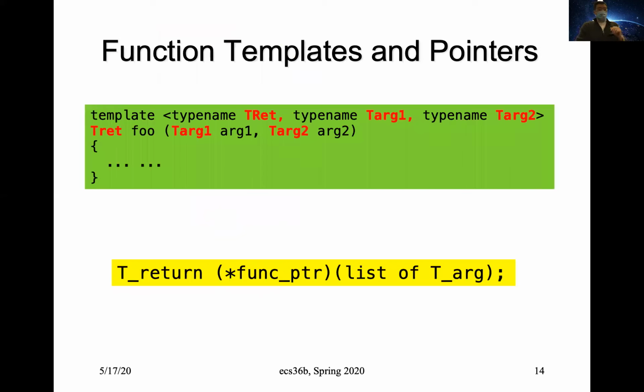Here is the summarization of the function template and pointer. I just want to share with you these two boxes: the green box is how you declare a template, and the yellow box is how you declare a function pointer. And then they have a model for how to use this. Any questions at this moment?